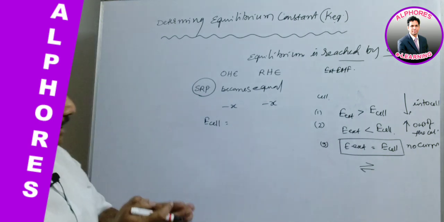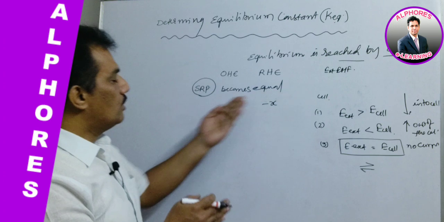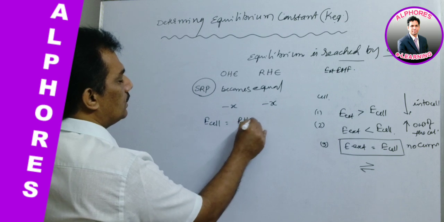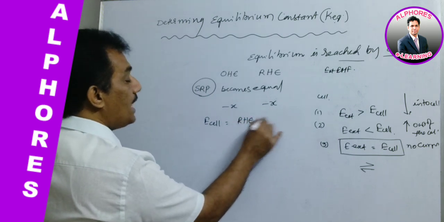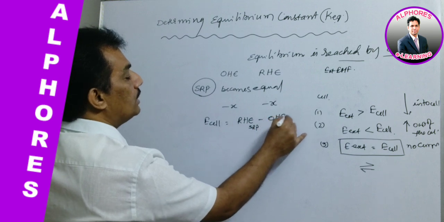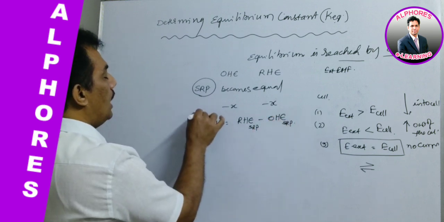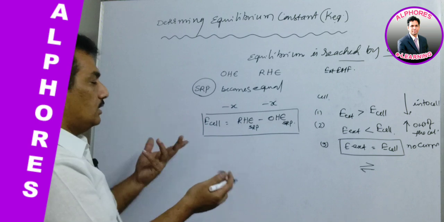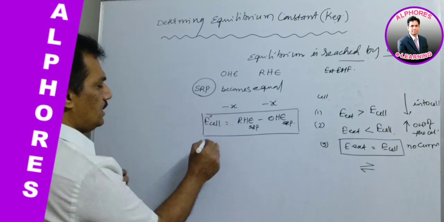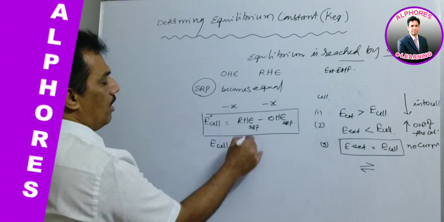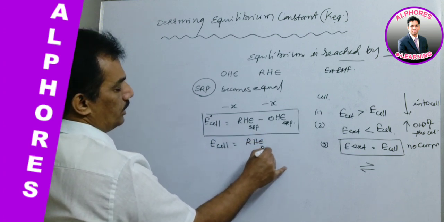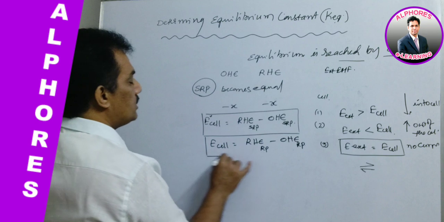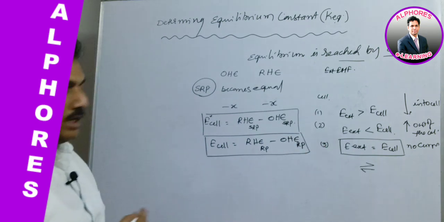Clear? And in such a case, when both are SRP values, we measure E cell as RHE SRP minus OHE SRP. This is the formula adopted when both electrodes are provided with SRP values, that is, for E naught cell. If it is for E cell, then simply we can say RHE reduction potential minus OHE reduction potential. Clear? That means when both electrodes are provided with reduction potentials.